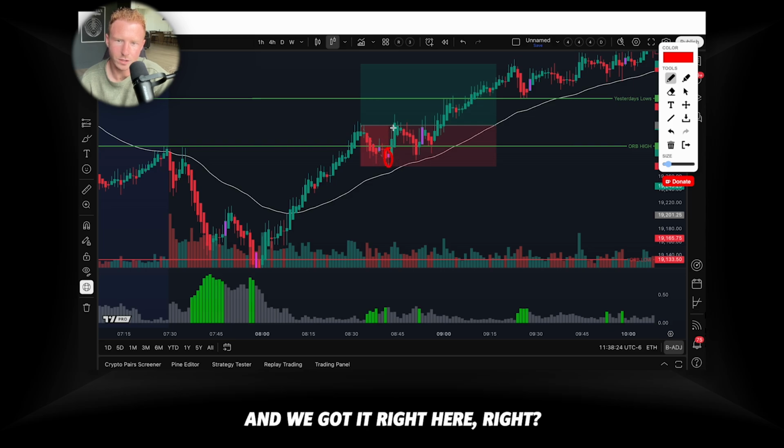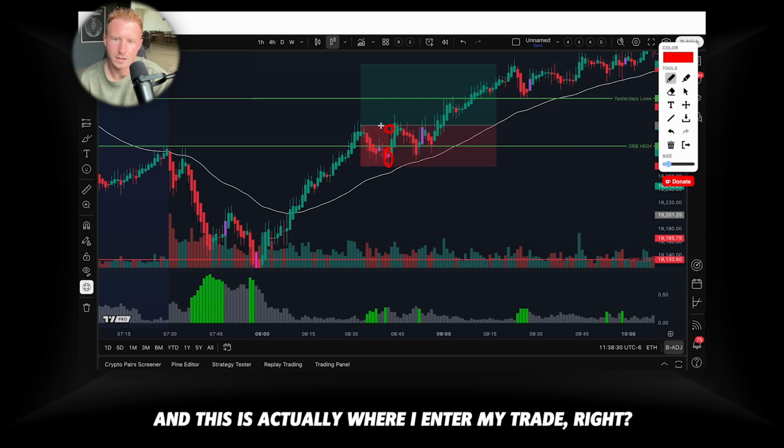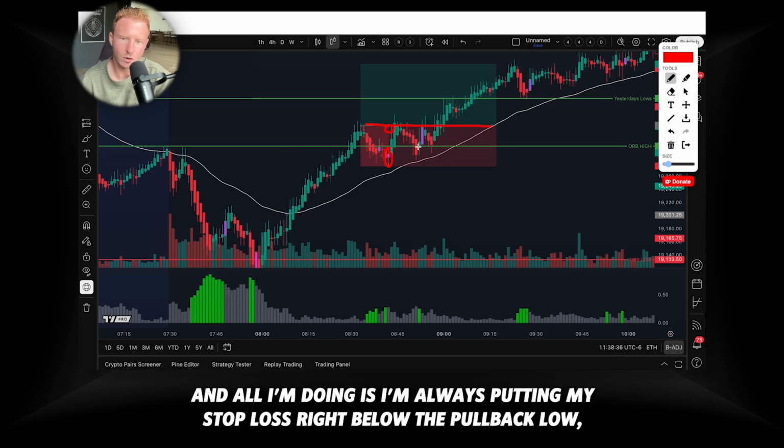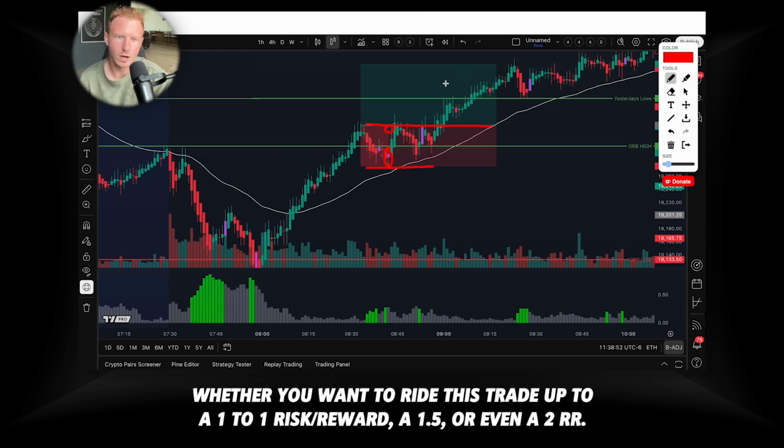Okay, and we got it right here, right? We simply got the close above on this candle right here. And this is actually where I enter my trade, right? You can see this is my entry point. And all I'm doing is I'm always putting my stop loss right below the pullback low, assuming that this low should hold. And we should see a rotation up. Whether you want to ride this trade up to a 1-to-1 risk reward, a 1.5, or even a 2R.